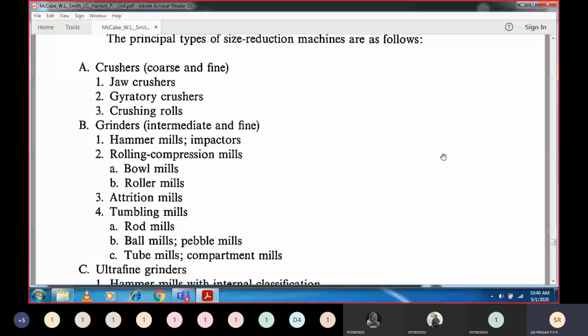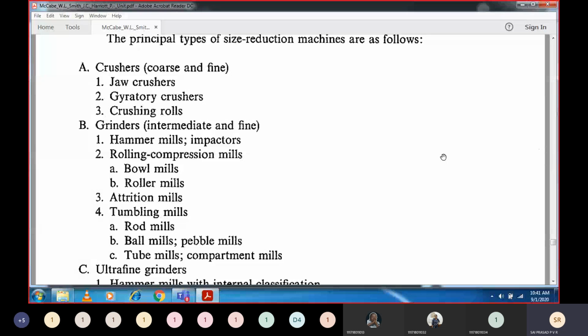Some particles will fall in the fan also, so hence he has written fines also. What are fines? The particles which are passing through the screen in a given mesh number are called fines. Particles which cannot pass are called the oversized particles or tails. Very good. So here we have three examples: jaw crusher, gyratory crusher, and then crushing rolls.